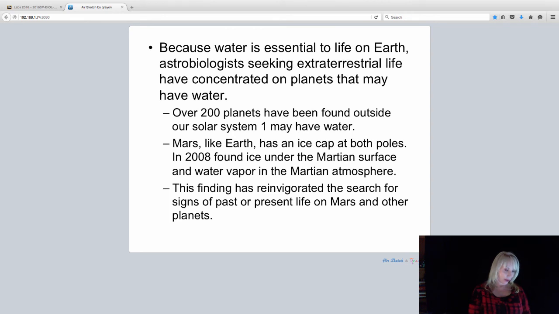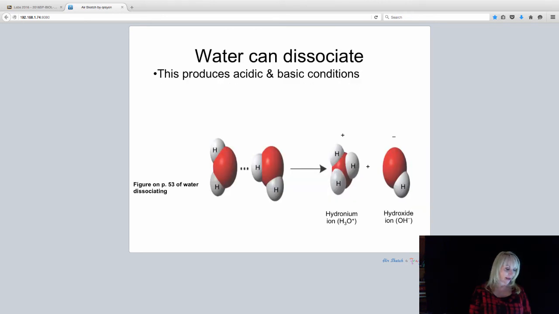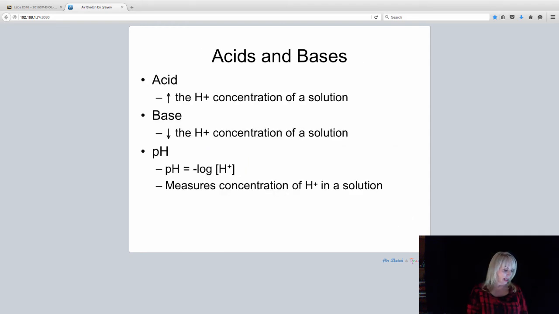Now, we go past that. Water can disassociate. So when water comes apart, it can disassociate into hydrogens and hydroxides. And if it is an acid, there are more hydrogens in that solution. If it is a base, there are fewer hydrogens or more hydroxides.